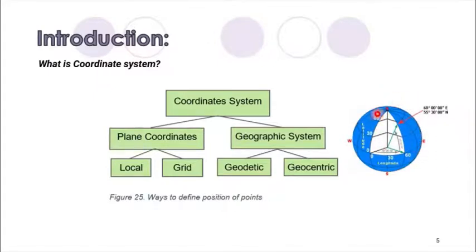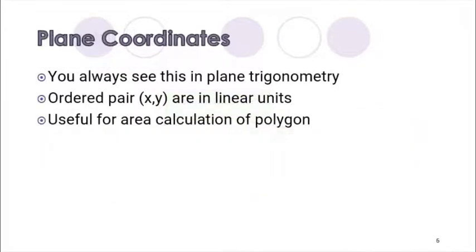This is an example of a geographic system, wherein this point is defined in angular units. And we have X and Y, where the points or coordinates are expressed in linear units. So these are plane coordinates.